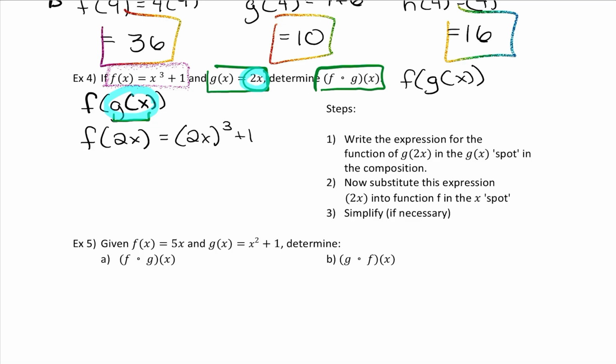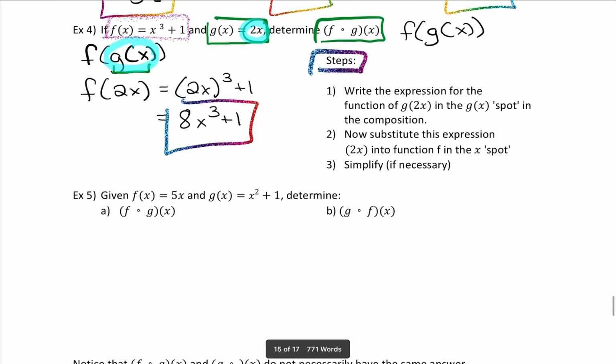Now make sure the 2x is in brackets because when you simplify this, you want the power of 3 to apply to both. So this is 8x cubed plus 1. And that's your answer. Note the steps on the side. Write the expression for g of x, 2x, in the g of x spot in the composition. That was the very first step I did. Now substitute that into the f function in the x spot and then simplify if necessary.